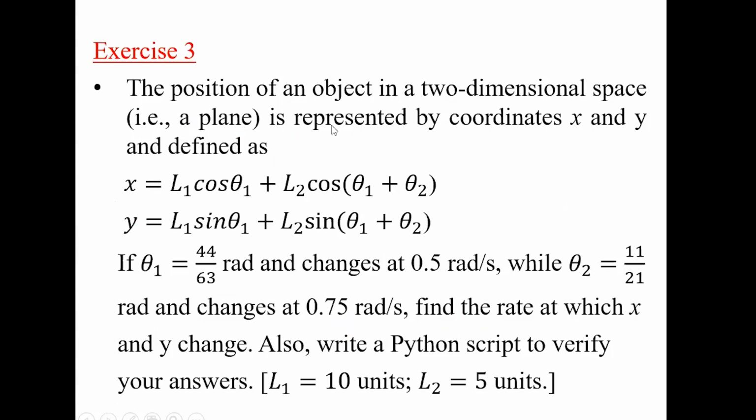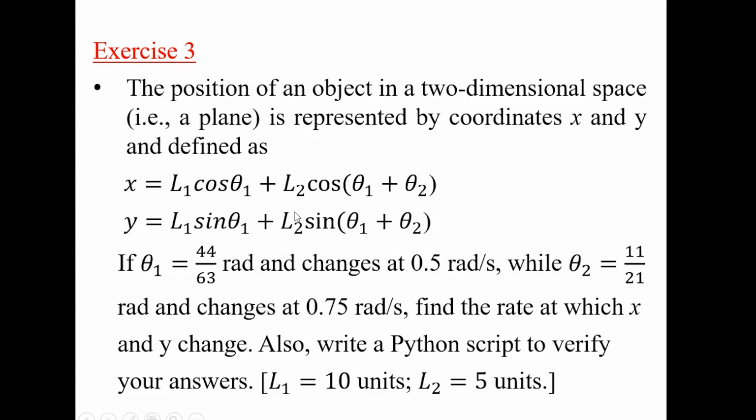The next exercise is this. Suppose you have an object that is changing position in a two-dimensional plane, and we know the coordinates of the position, which means x and y, the x-axis and y-axis. We know expressions that represent how x is changing and how y is changing. Perhaps it's actually a drone moving in that xy plane. The position of the drone is changing, and this is captured by two important angles, θ1 and θ2.